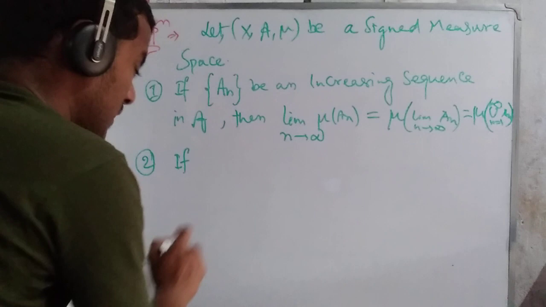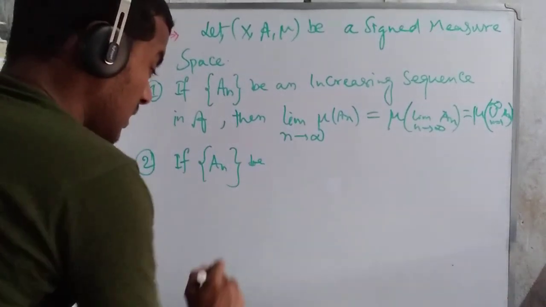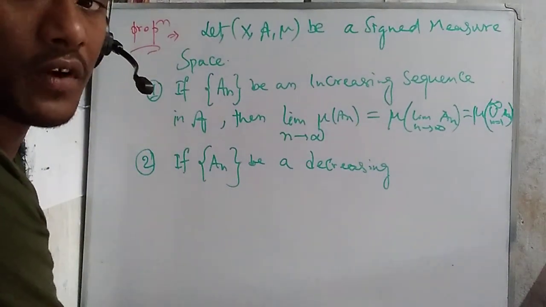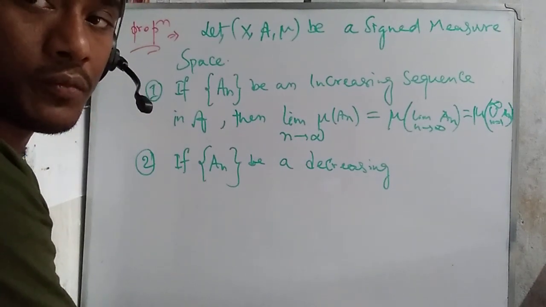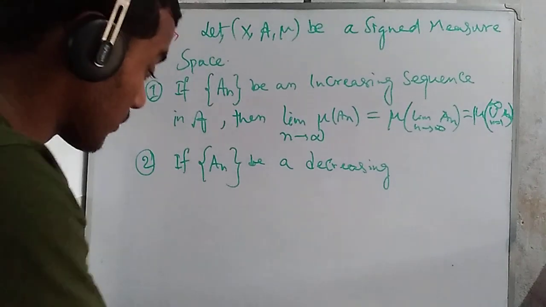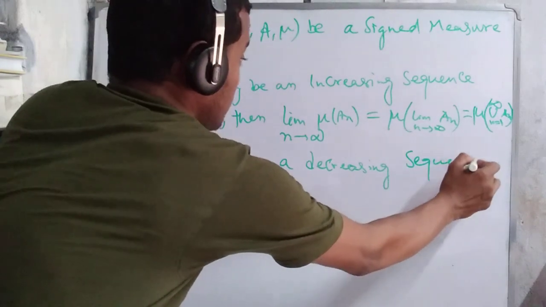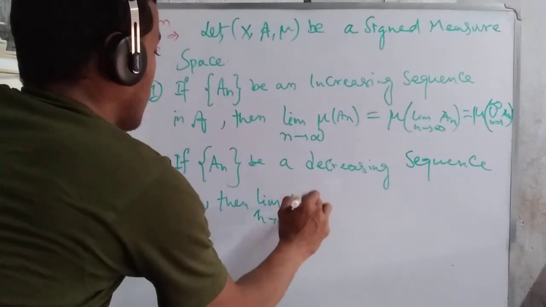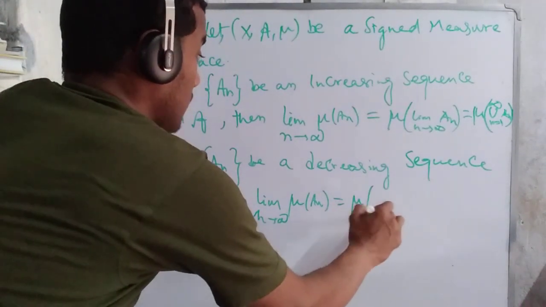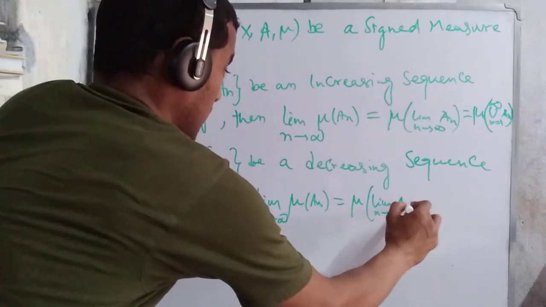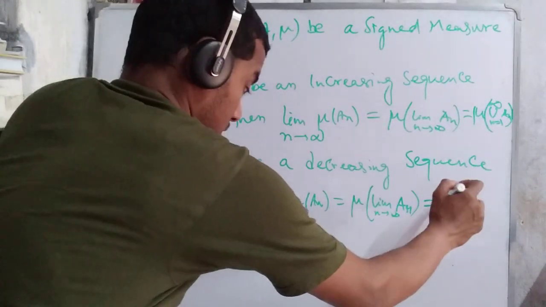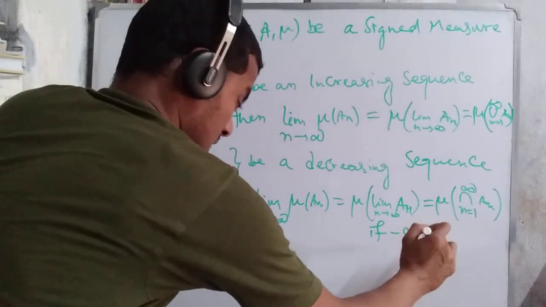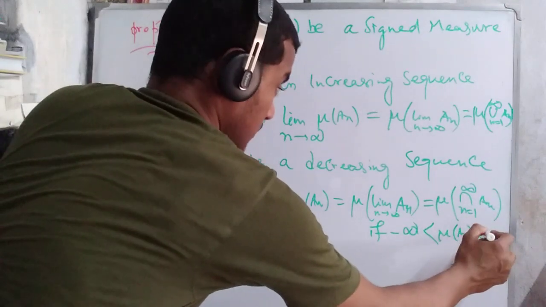Number 2, if A_n is a decreasing sequence in this script A, then the limit as n tends to infinity of mu(A_n) equals mu of the limit of A_n, which equals mu of the intersection of n equal to 1 to infinity of A_n, if minus infinity is less than mu(A_1) less than plus infinity. We also proved these portions in earlier lectures, but today I just write this one.